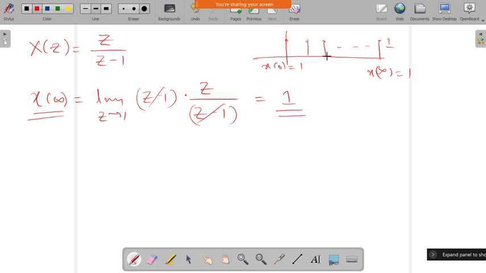That is how we can prove ourselves that the initial value theorem expression and the final value theorem expression, whatever we have written, are correct. Is it clear? Any doubt?